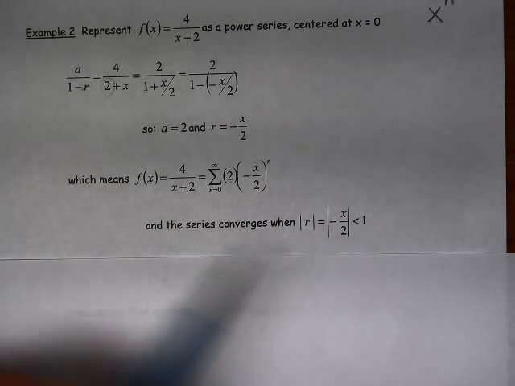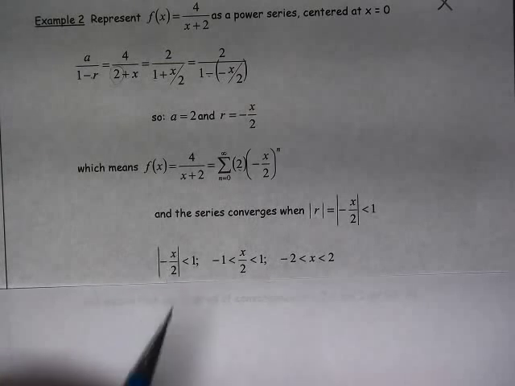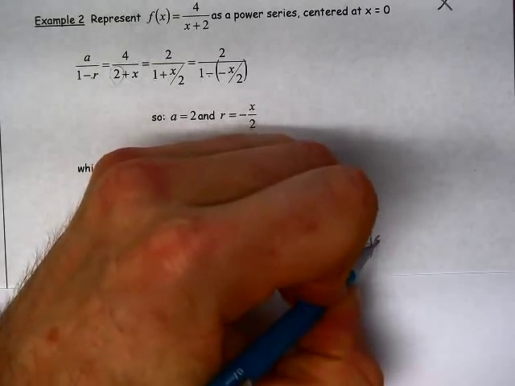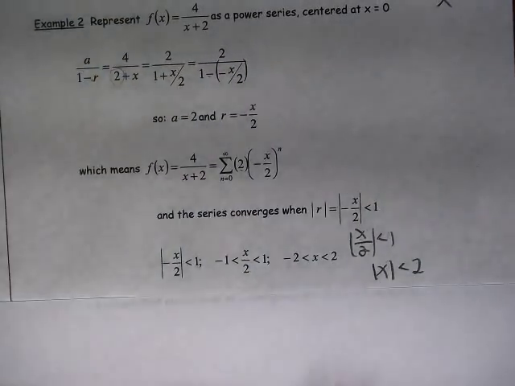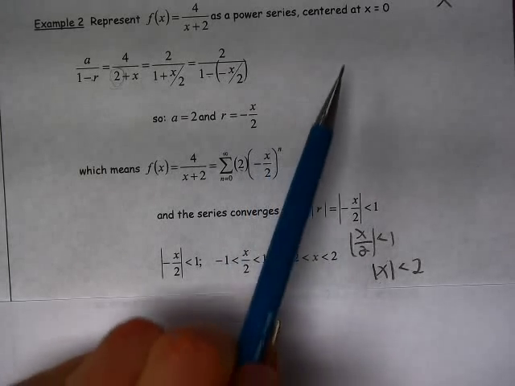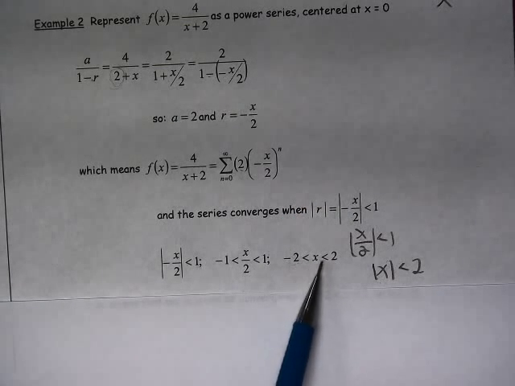So my radius of convergence is 2. All right. So I have x over 2 is less than 1. So the absolute value of x is less than 2. So my radius of convergence is 2. I'm centered at 0 up here. So my interval of convergence is from -2 to 2.